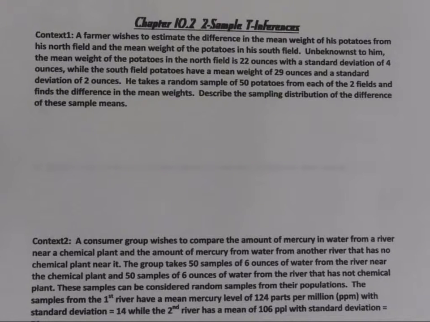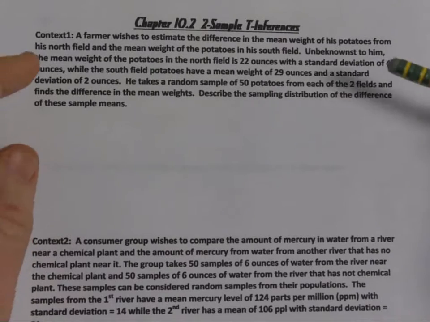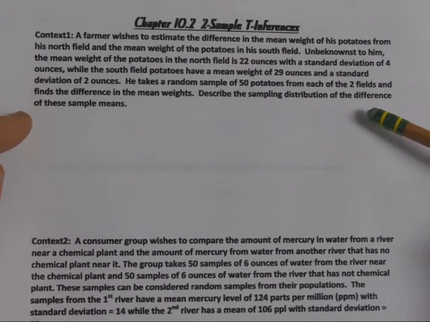Okay, we will now do section 10.2, which deals with two sample t inferences, two sample t intervals for the difference in means, and two sample t tests for the difference in means. And so here we go. We're going to look at a context and a sampling distribution.